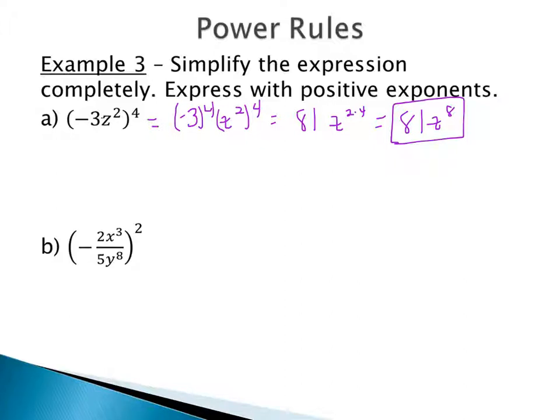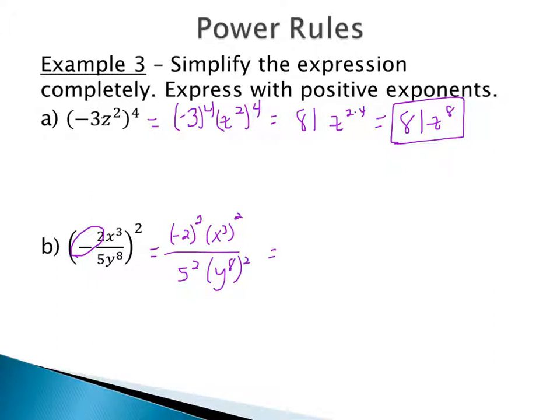Next we have our quotients to powers. So here I have a few issues. Definitely we have more numbers and variables that we have to deal with. The squared exponent is going to be brought into each part. Also, with that negative out in front, my suggestion is to attach the negative to the numerator. You want to either attach it to the numerator or to the denominator, just not both. So I am going to look at this as negative 2, then bring in the exponent squared. Then we have x to the third squared. The denominator then would stay 5, so I have 5 squared, and then y to the 8th squared.